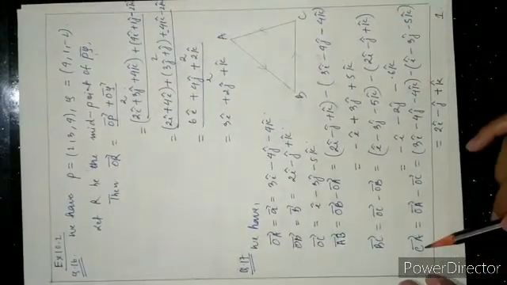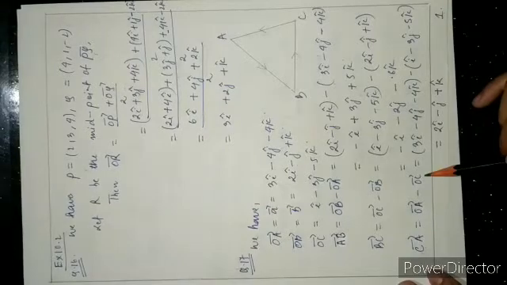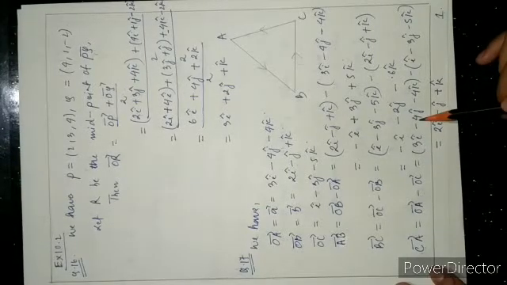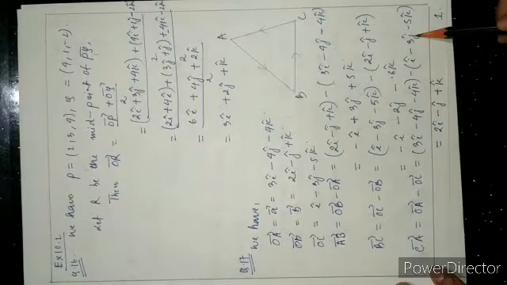Then find CA vector, position vector of A minus position vector of C, which is equal to, write the position vector of A and position vector of C and find the difference of these two vectors.